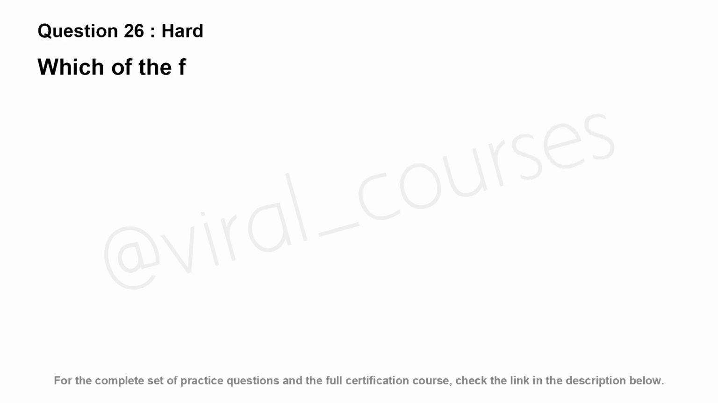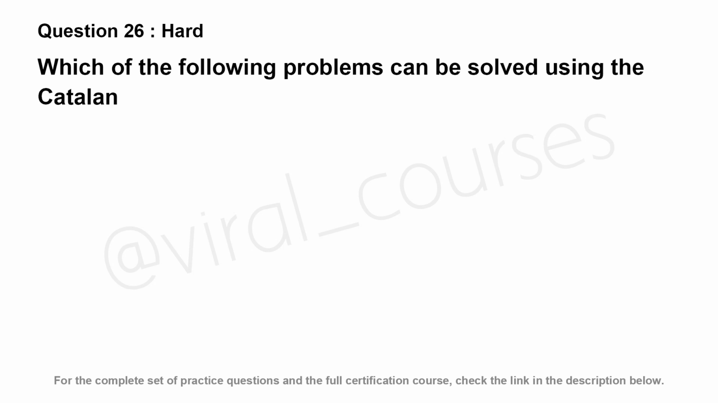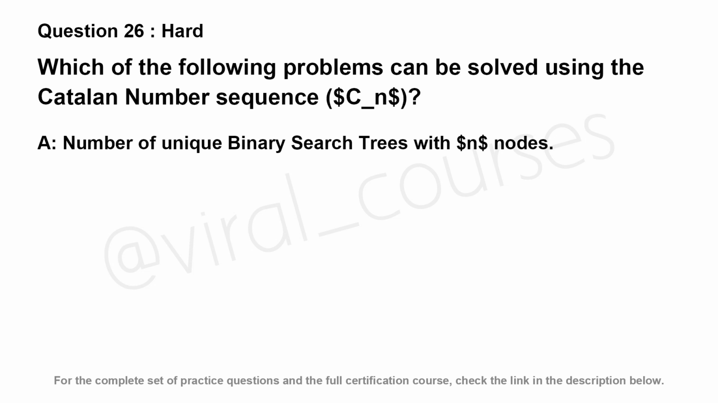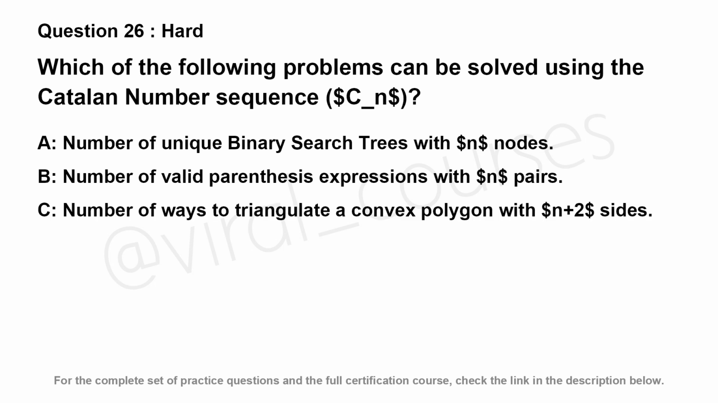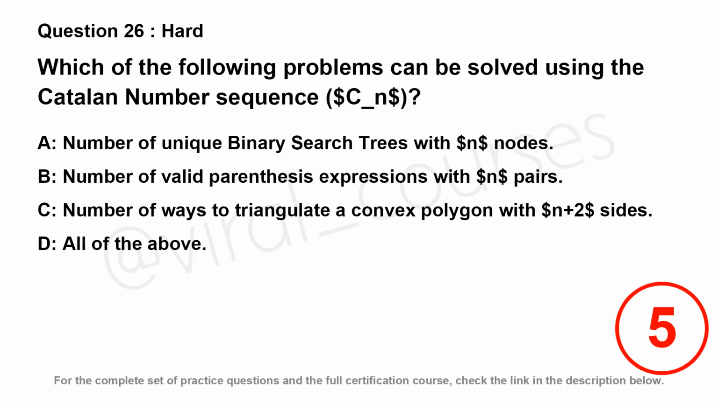Which of the following problems can be solved using the Catalan number sequence, C_n? Option A. Number of unique binary search trees with n nodes. Option B. Number of valid parenthesis expressions with n pairs. Option C. Number of ways to triangulate a convex polygon with n plus 2 sides. Option D. All of the above.